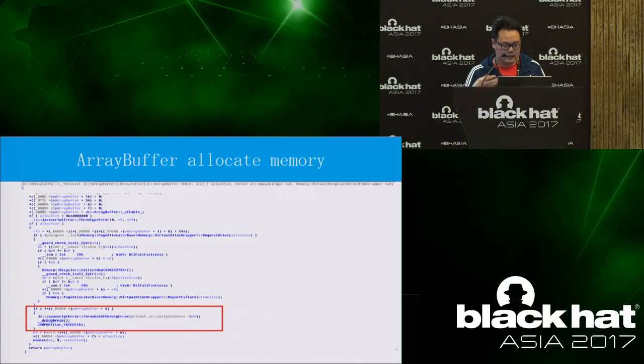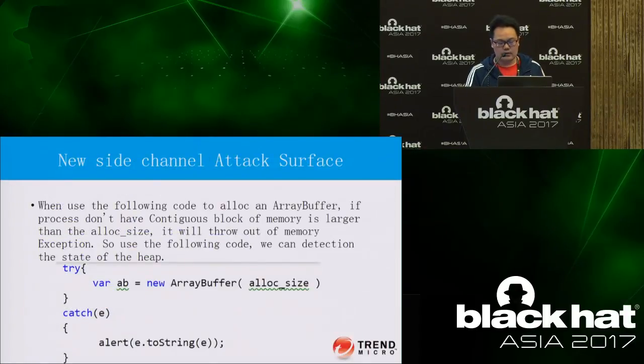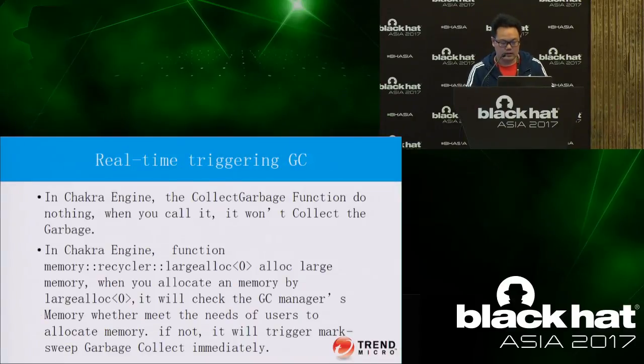Microsoft just introduced the abandon-on-out-of-memory function in the rendering engine, but didn't use this in the Chakra engine. So in the Chakra engine, we can find a new side channel attack surface. In the Chakra engine, the collect garbage function does nothing. When you call it, it won't collect the garbage.